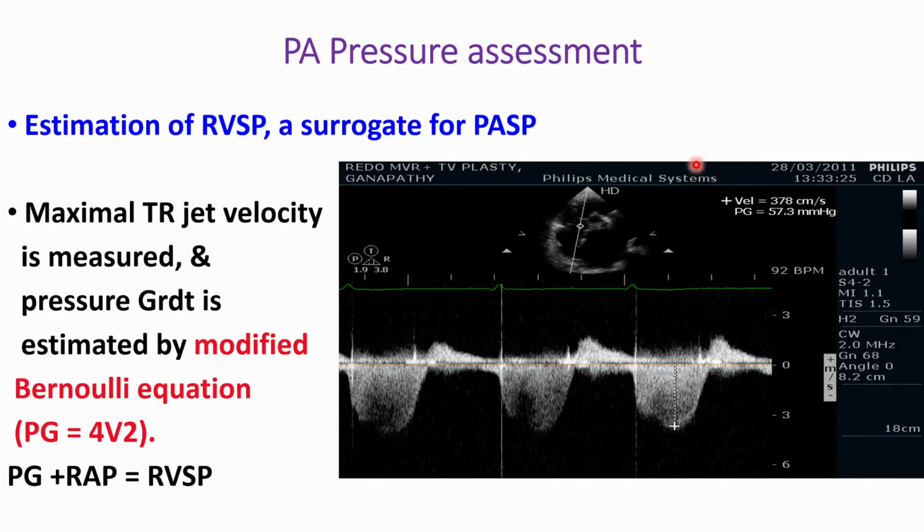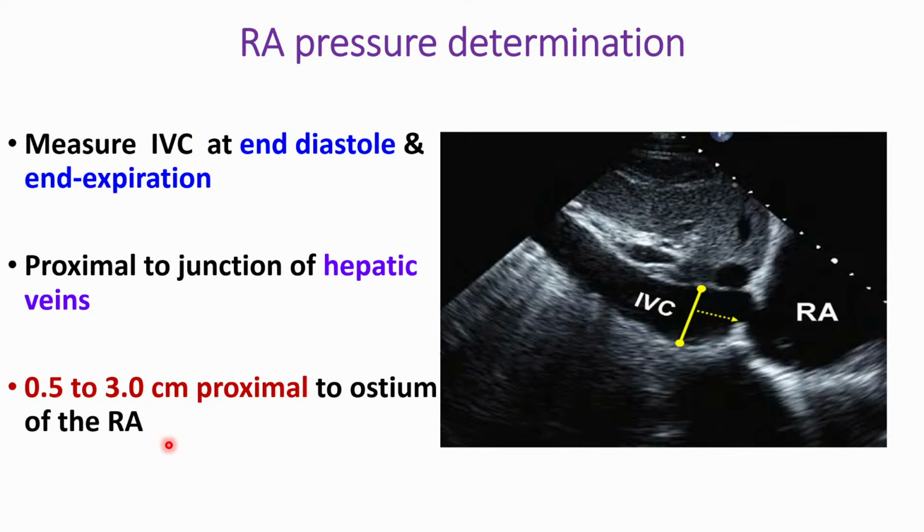And also, whenever there is valvular heart disease, we always measure pulmonary artery pressure by using the TR jet, continuous wave Doppler. As we all know, we use the Bernoulli equation, and accordingly we have to grade the pulmonary artery systolic pressure as mild, moderate, and severe.